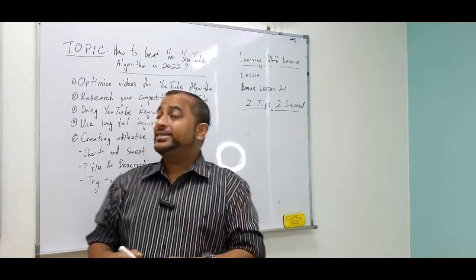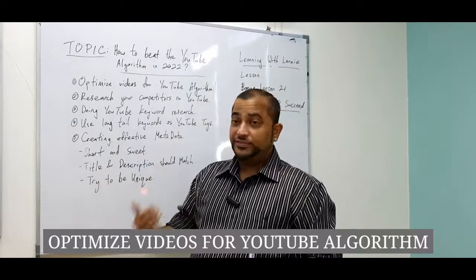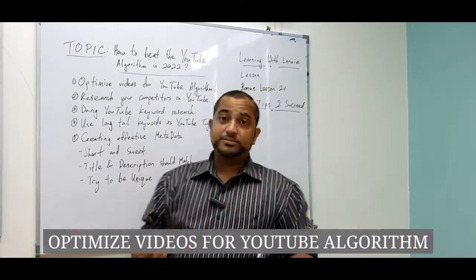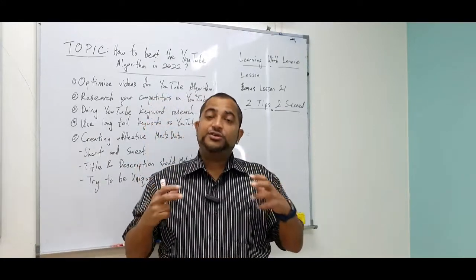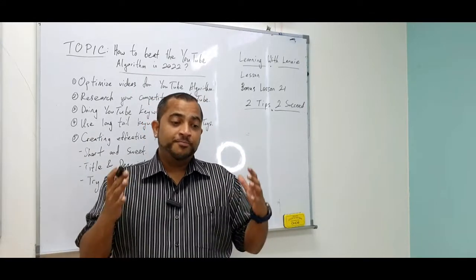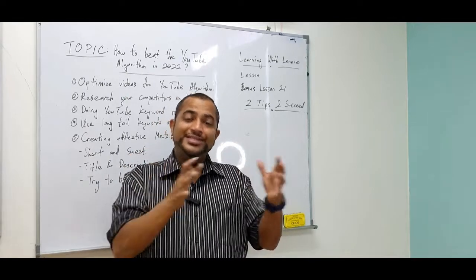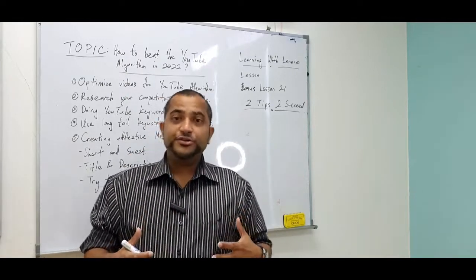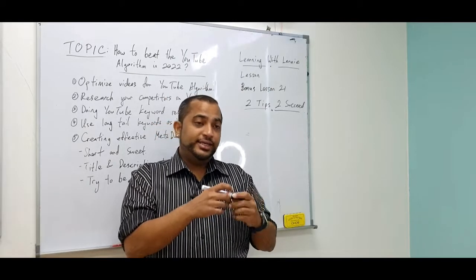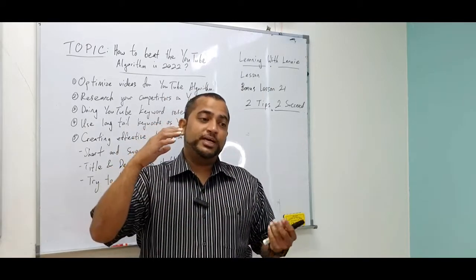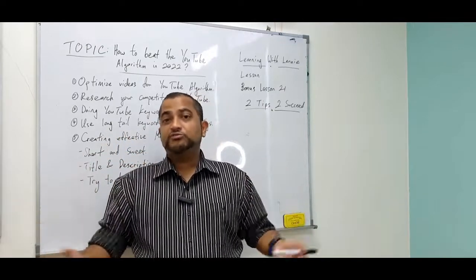So the first thing here, you've got to optimize videos for the YouTube algorithm. The videos you make have got to be interesting. They've got to be specific on topics. They've got to be things that people are going to watch, because that's how you're going to capture your audience, as YouTube's algorithm will see what kind of videos you make, what kind of content you have, and from there it will be put out to the relevant audience.